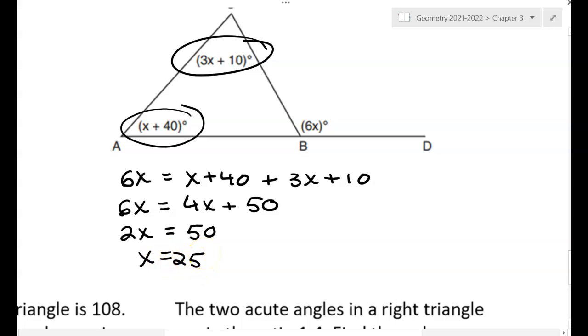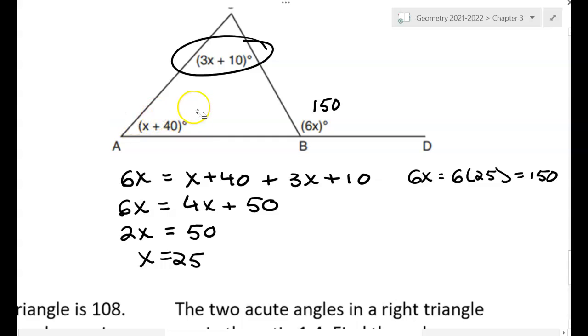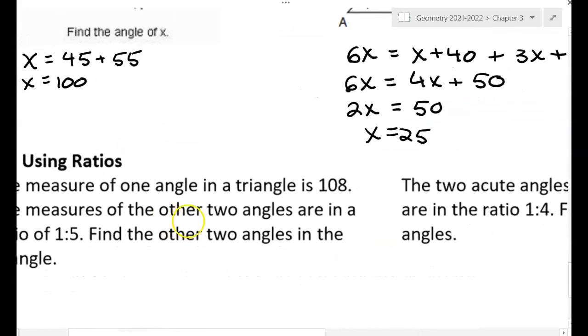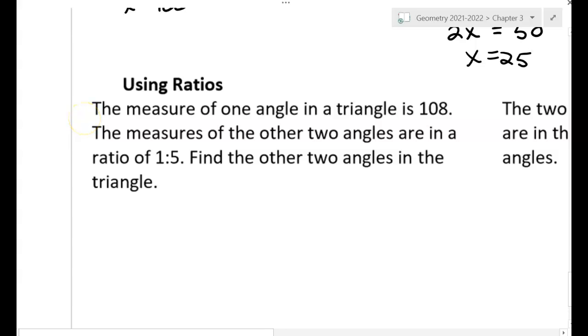So then 6x is going to be 6 times 25, which is 150. So that's 150 degrees. X plus 40, you'll probably do that in your head. X plus 40 is 65 degrees. And then 3x plus 10, that's going to be 75 plus 10, that's going to be 85. Quick check, does 85 plus 65 equal 150? Yes, it does.